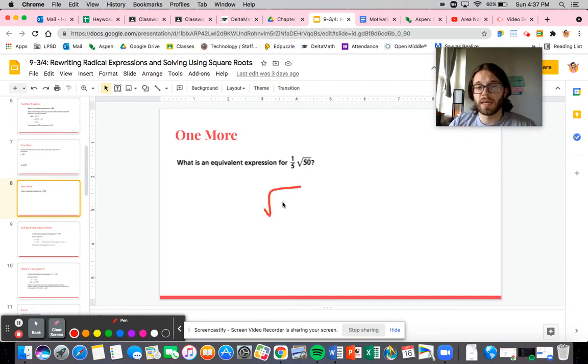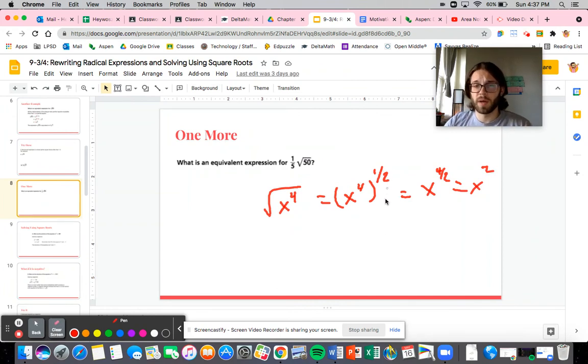If you had something like x to the 4th here, right? Well, what do we know this is? This is the same thing as x to the 4th to the 1/2, right? So you could rewrite this as x to the 4/2, which is just x squared, right? So do keep that in mind. If you have variables, you can break it apart that way, using the 1/2 power, and simplify it that way, where you would leave only a 1/2 over here and then take everything else out.